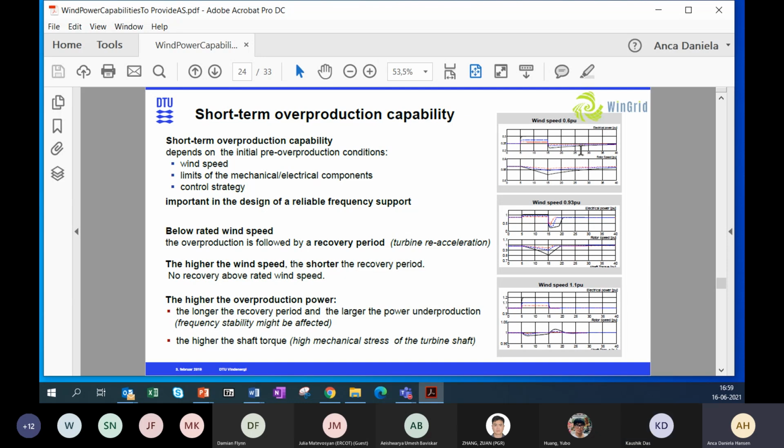And you can see that the wind turbine reacts differently depending on the operating point, so below rated wind speed, higher wind speed, and so on. Below rated wind speed, the overproduction is followed by a recovery period, and this recovery period is larger when you have bigger overproduction. So this is interesting to keep in mind when designing this capability.